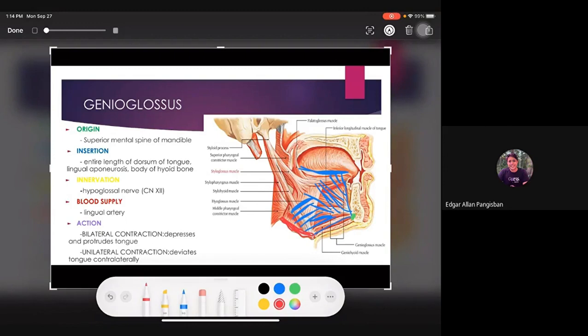So, pag sinabi natin bilateral contraction, actually all of your muscles of the oral cavity, muscles of the face, they always come in pairs. Meaning, meron tayong right genioglossus, we also have a left genioglossus. So, tingnan natin. The bilateral contraction depresses and protrudes the tongue. So, ibig sabihin nito, if your left and right genioglossus would contract simultaneously, they would produce a depression and protrusion ng tongue. Okay, how is that possible?